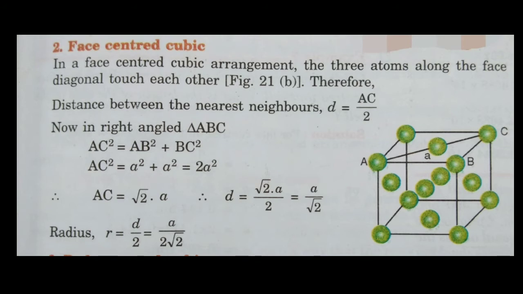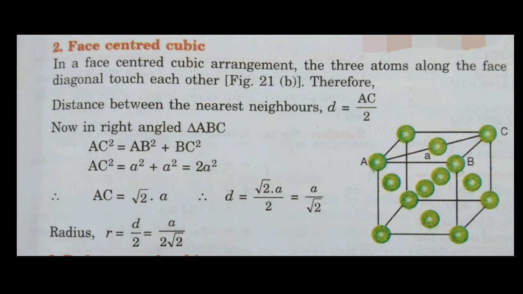Again, the radius of an atom is equal to d by 2, which equals a by 2 root 2. Let us see how we get r equals d by 2. We have already deduced the value of d, which is AC by 2, which means along the diagonal we have divided it into two equal parts by dividing it by 2.